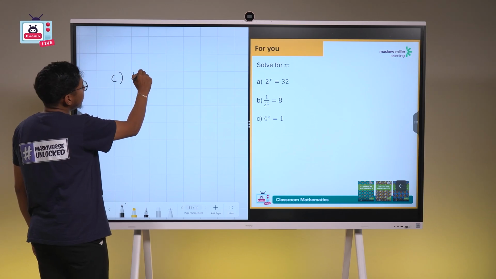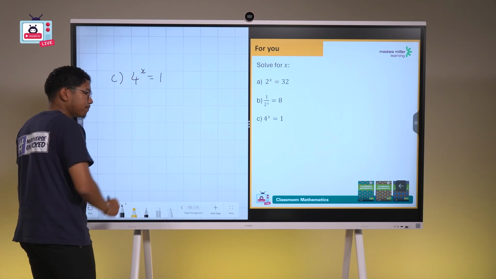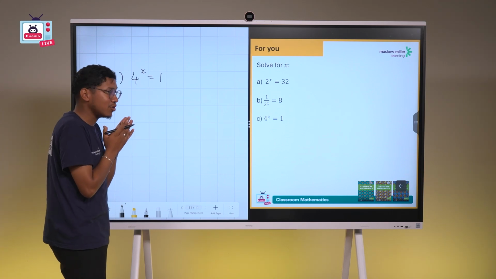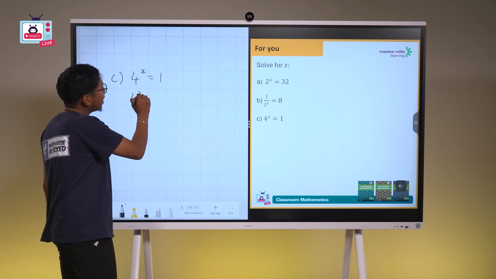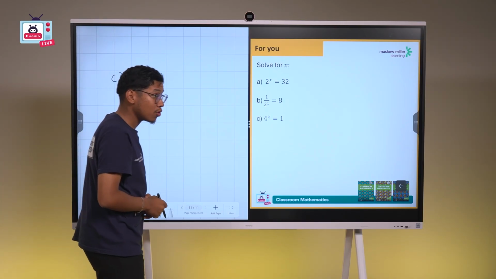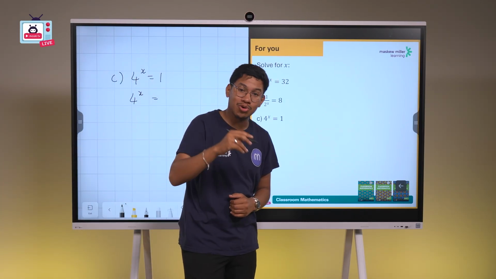Last one is c. We have 4 to the power of x is equal to 1. What do we notice now? It seems like we came into a trap, but it's not, because I can rewrite this number 1 as a base of 4. But you must know your exponential laws.